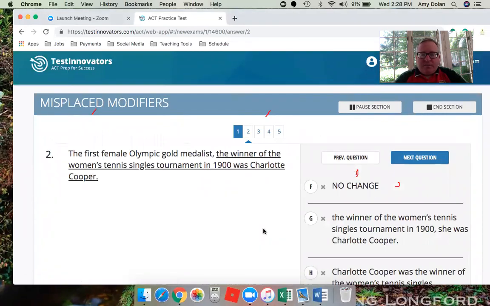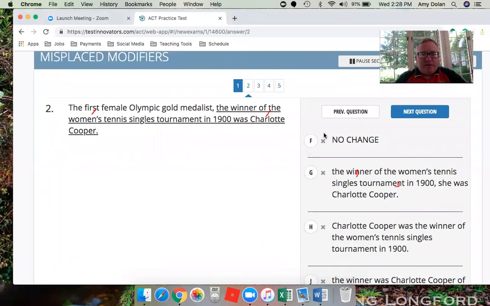This one: the first Olympic gold medalist, the winner of the women's tennis singles tournament in 1900 was Charlotte Cooper. Anytime you see an introductory phrase or clause like this that has a comma, whatever comes directly after the comma should be the subject of what came before the comma. This would suggest here that the winner was the first female Olympic gold medalist. Well, she was a winner, but she does have a name, so her name is Charlotte Cooper. Whatever comes directly after should be the person, the who of what came before.